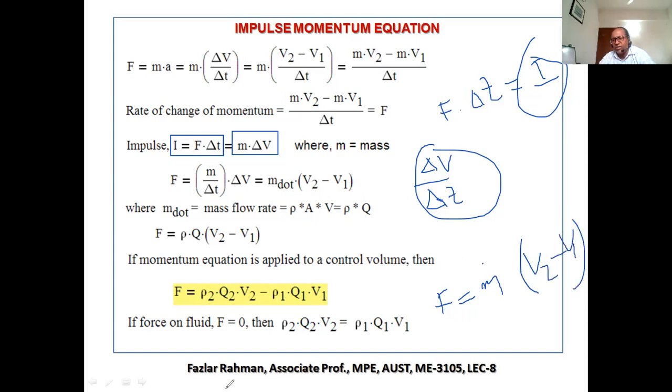Now, what is the m dot? The rate of change of mass. So we know m dot equals mass flow rate equals rho A V, or you can say AV equals Q. You can say rho Q. So just this value of m dot, you put it over here. So we get F equal to rho 2 Q2 V2 minus rho 1 Q1 V1.